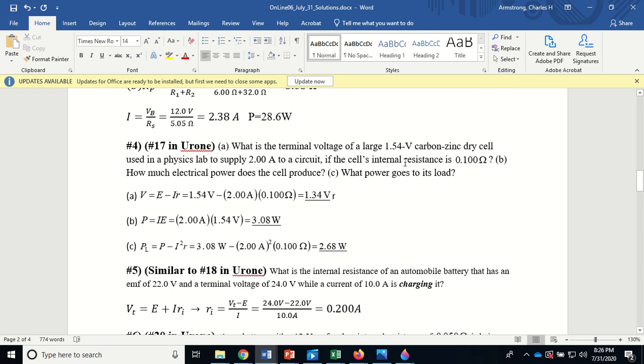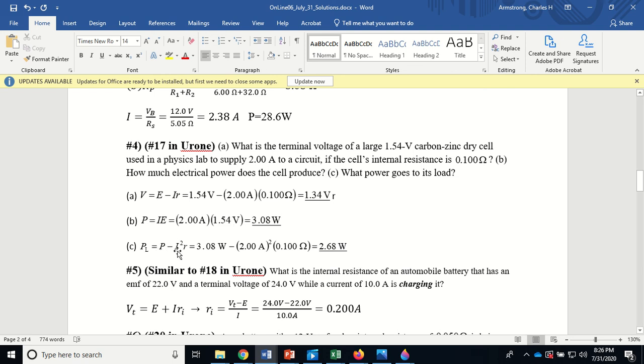See, it says how much electrical power does the cell produce. That's including the power that we lost across the internal resistance. So in other words, it's the total power. We take the total 2 amps that we get out of it times the total voltage we should be getting, the EMF. That's the total that it does supply.